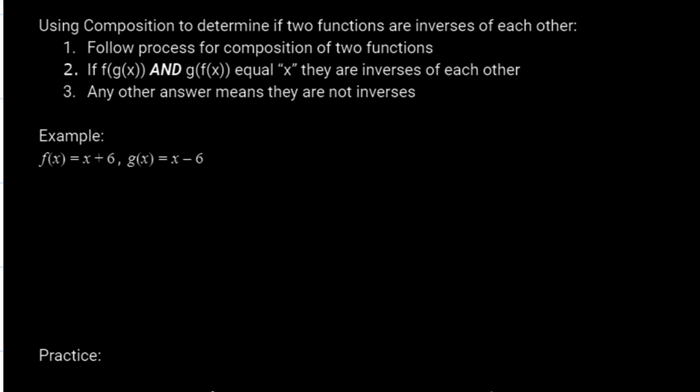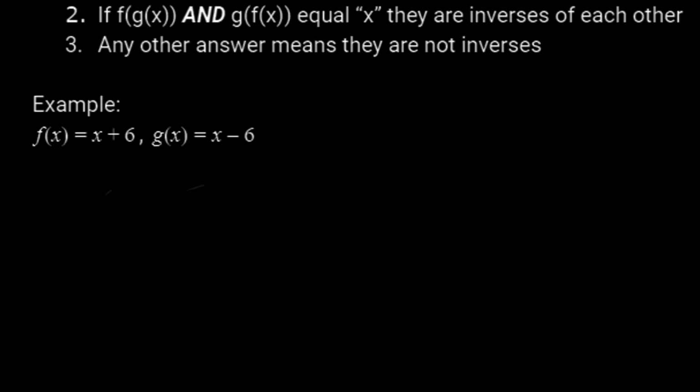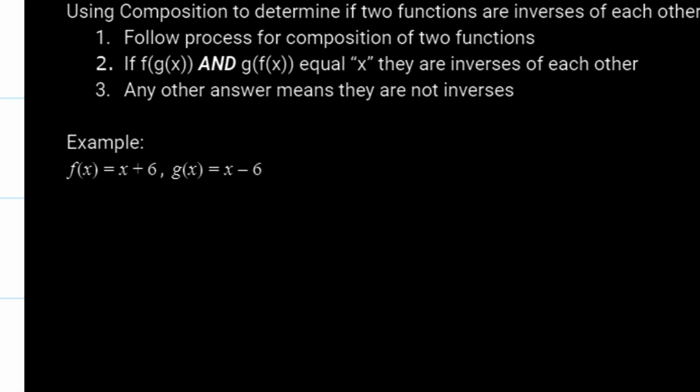So if you have two functions and f of g of x and g of f of x both equal x, then the two functions are inverses of each other. This is how you can check to see if they're inverses. So let's try it. We have f of x equal to x plus 6 and g of x equal to x minus 6. So first we'll do f of g of x.